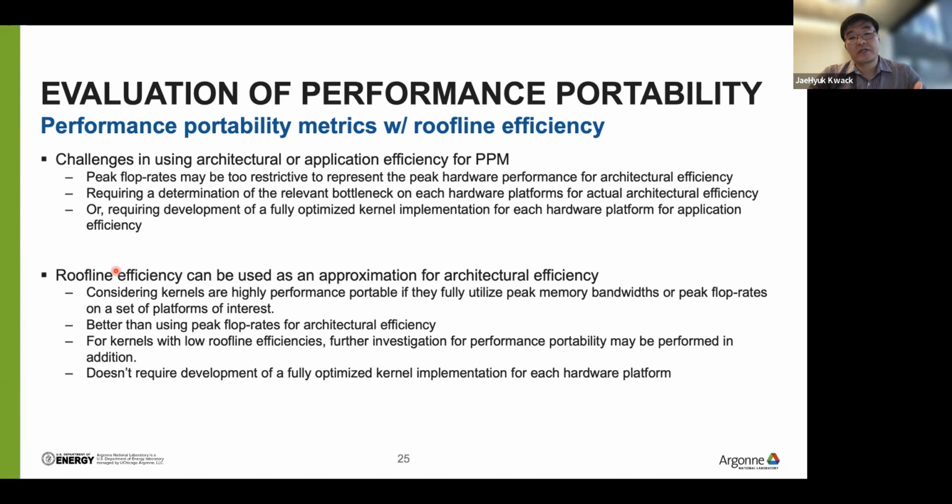So through this process, we can identify some kernels which have a low Roofline efficiency, and then we can mark them as requiring some further investigation for performance portability, right? So, for example, memory latency dependent or something like that. So we can consider some additional analysis for those kernels. And obviously, it does not require any optimized kernel implementation for each architecture, so it is a big plus for us.